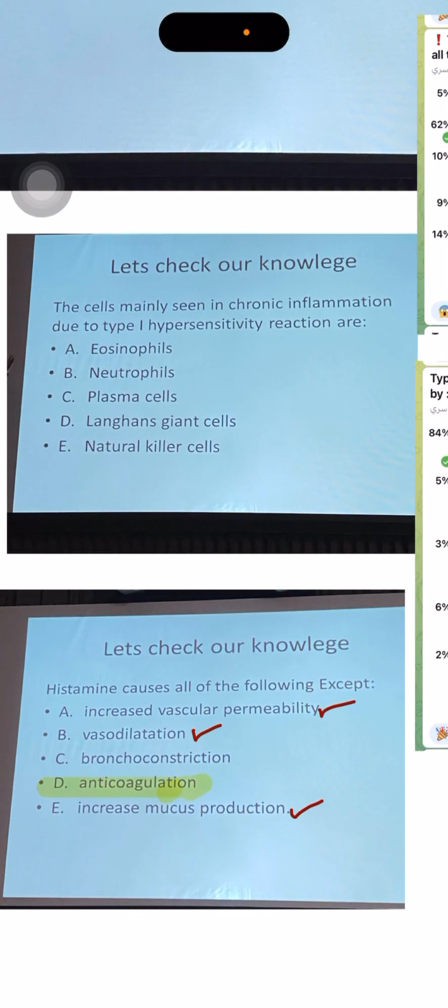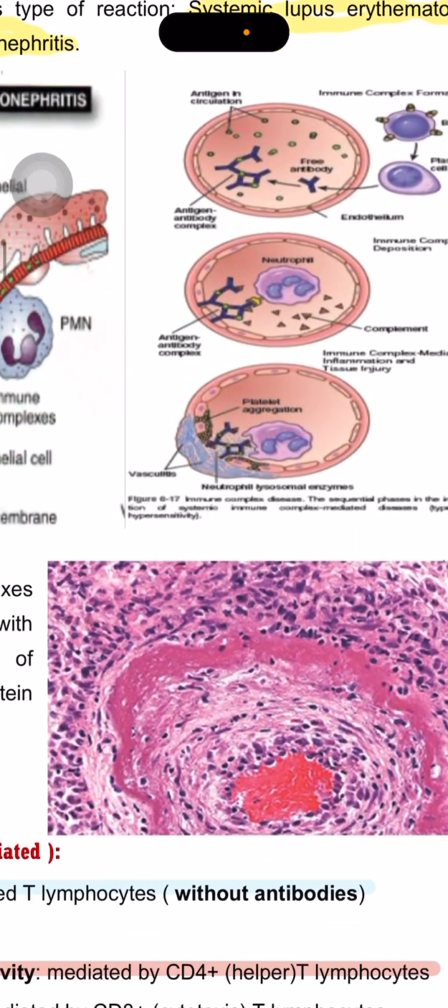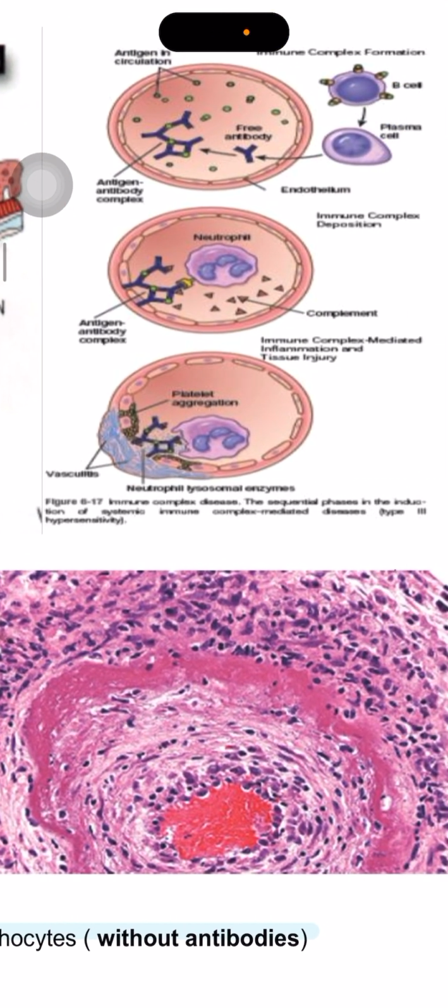Also, the cells in chronic inflammation due to type 1 hypersensitivity are eosinophils, as we said in bronchial asthma, pinkish in color. Histamine causes all of the following except anticoagulation. What causes anticoagulation? We said that in vasculitis, platelet aggregation. Systemic immune complex causes platelet aggregation.